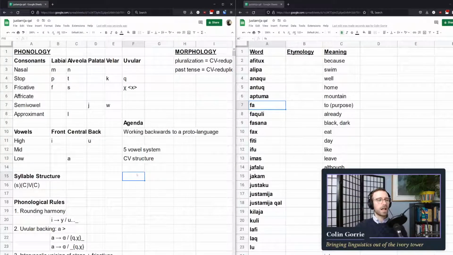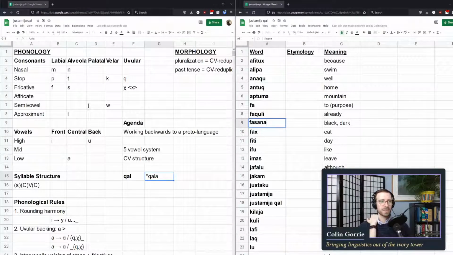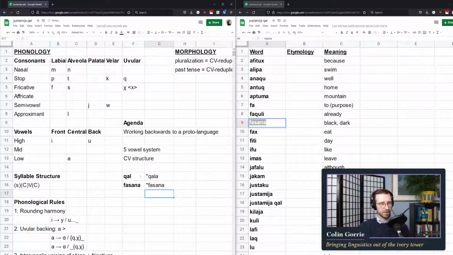So we can start with qal, which is our word for speech. Originally this may have been something like kala. And then the question is, if it had been kala, how come we still have forms like fazana? How do we distinguish between these two cases if we're going to be deleting the final vowels for some and not others? And this is where our larger vowel system can come in handy.